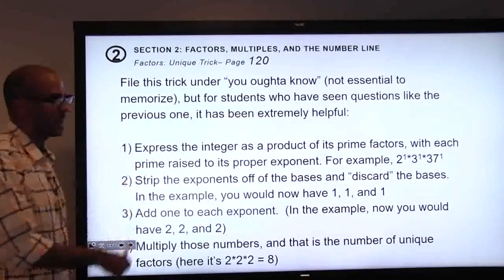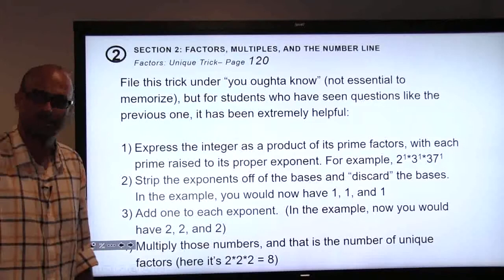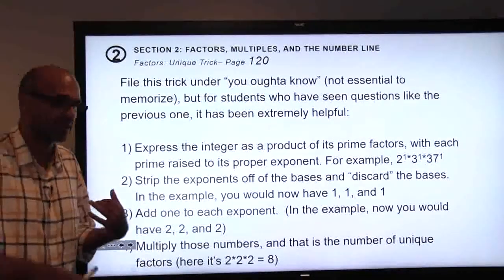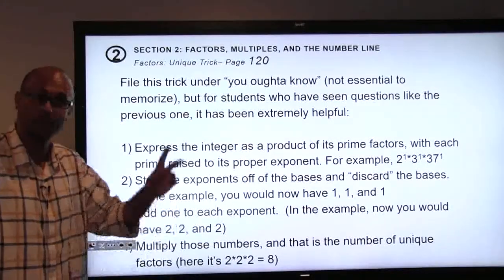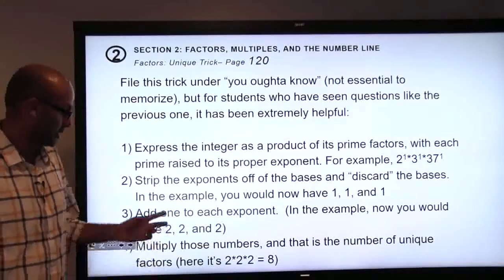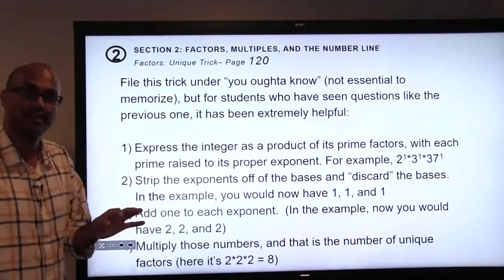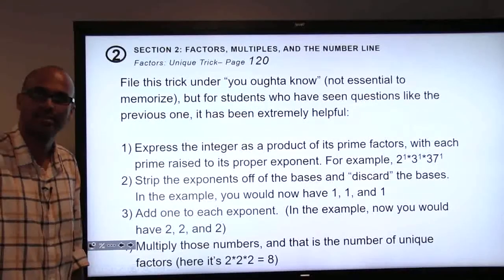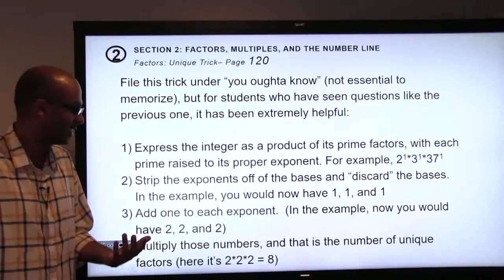But basically step 1 is just figure out the prime factorization in terms of bases and exponents. Step 2, strip those exponents off, toss the bases. So you're left with a bunch of 1s on that one: 2 to the 1, 3 to the 1, 37 to the 1. Step 3 is you add 1 to each exponent, always. So now you're left with a bunch of 2s, and then you just multiply across till you get to a bunch of 8s, or I guess one 8, and that's it.